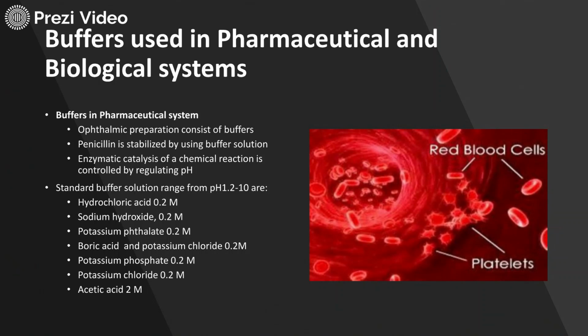Now talking about buffer systems, we should understand that buffers in pharmaceutical systems have great significance. Buffering agents are widely used in ophthalmic preparations. Penicillin antibiotics are also stabilized by using buffer solutions. Enzymatic catalysis of chemical reactions is also controlled by regulating the pH. Standard buffer solutions are available and can be utilized, for example, hydrochloric acid buffer, sodium hydroxide buffer, and boric acid and potassium chloride buffers.